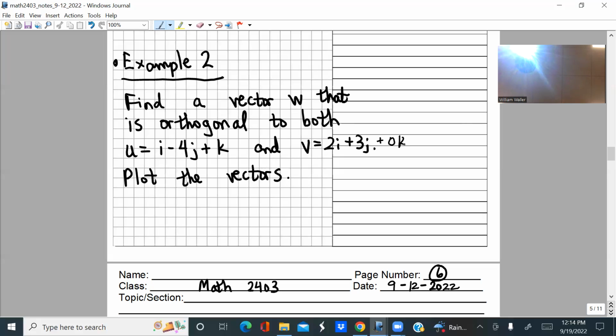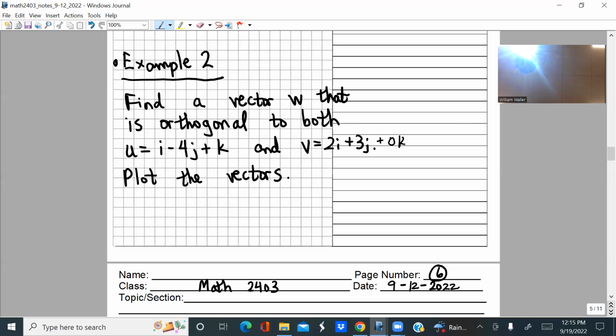I want to try on that 3D graphing paper that I gave you. Try to plot U, try to plot V, and then try to plot the cross product when you find it, and see what it looks like. See if you can make it look like two vectors and then a third vector that is perpendicular to both of them.